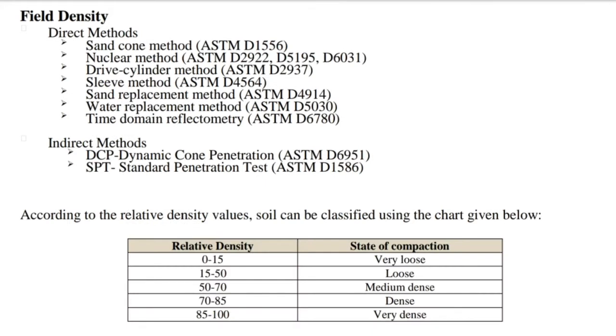Field density. Direct methods: sand cone method, nuclear method, drive cylinder method, sleeve method, sand replacement method, water replacement method, time domain reflectometry. Indirect methods: DCP, dynamic cone penetration, and SPT, standard penetration test. According to the relative density values, soil can be classified using the chart given below.